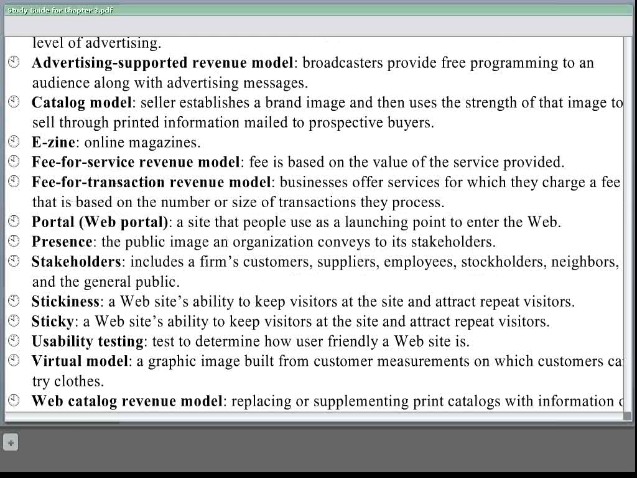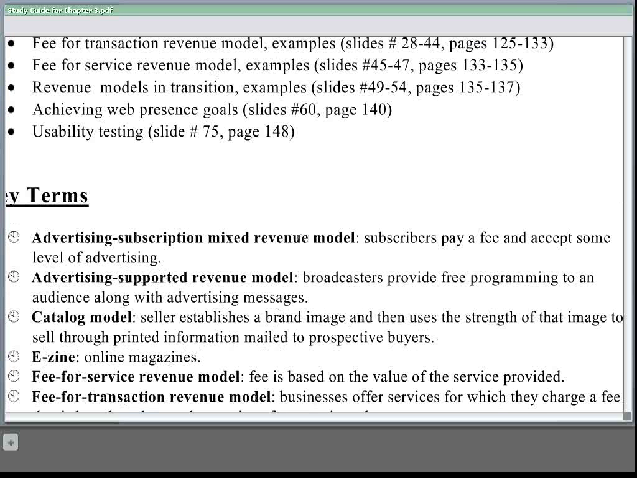So it is a test to determine how user-friendly a website is, basically. Okay. So if you find out that on one particular link they are all leaving the site, there is something wrong with that and we need to go back and fix it. So these are the items that we need to know from chapter 3.